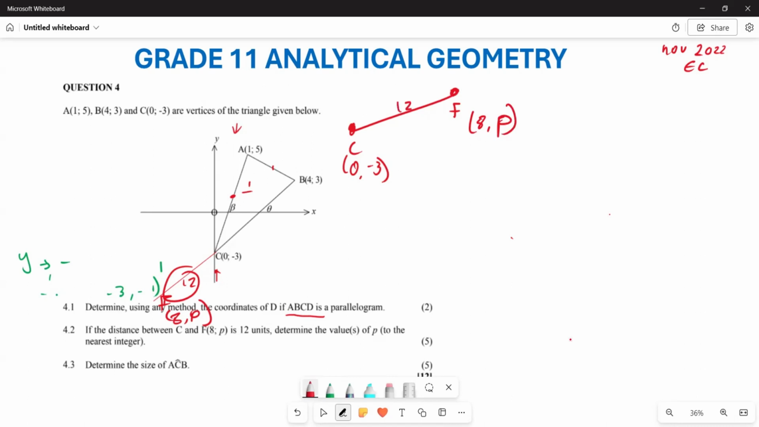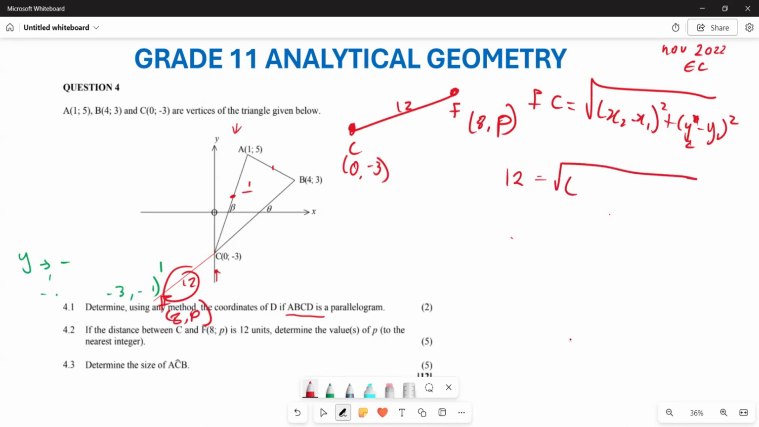Now the distance is 12 units, so you can actually use the distance formula. You can say my distance FC is going to be the square root of (x2 subtract x1) squared plus (y2 subtract y1) squared. Now you have the distance of FC, so you're going to say 12 is equal to the square root of, and now you substitute here. For x it's (8 subtract 0) squared. Can you see that? And this is going to be plus.